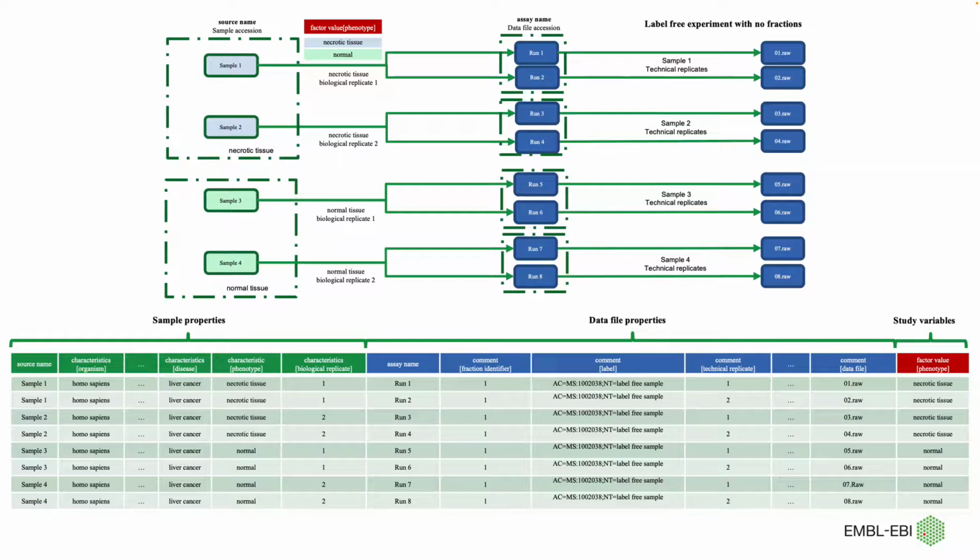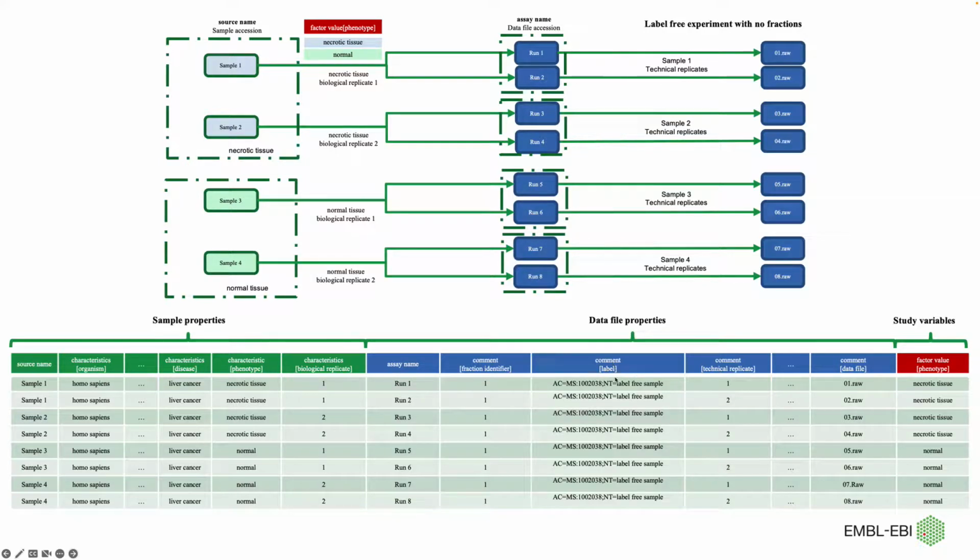Then why is this experimental design? This is a really nice example of a label-free experiment, because SDRF not only handles the metadata around the sample, the data file, and the factor value, but also the relation of the experimental design. And this is done through a couple of properties that are mandatory, required for every SDRF, that it should be written in the document.